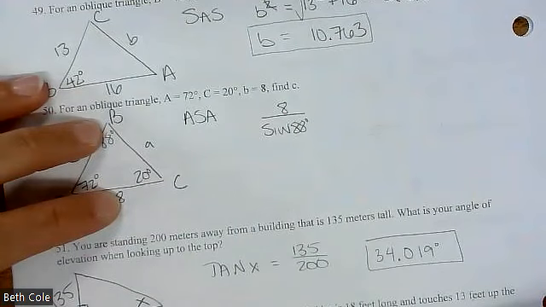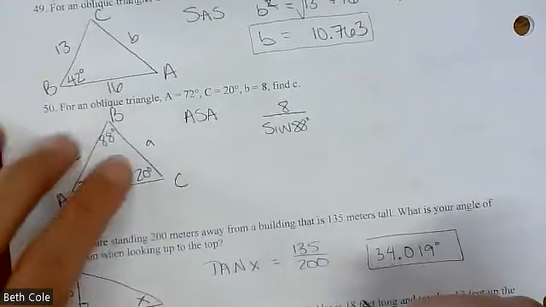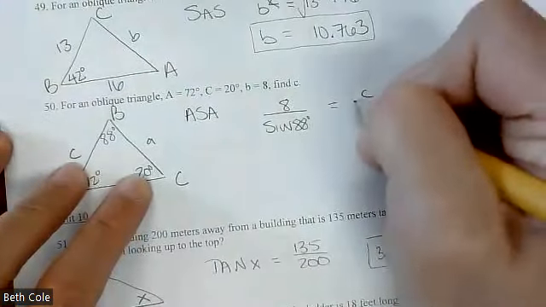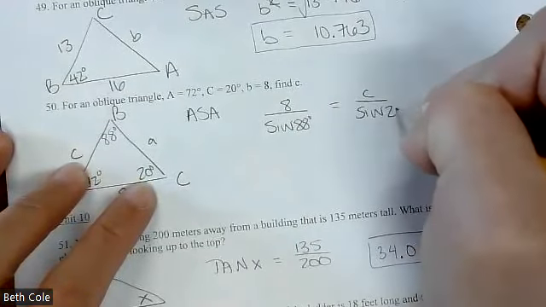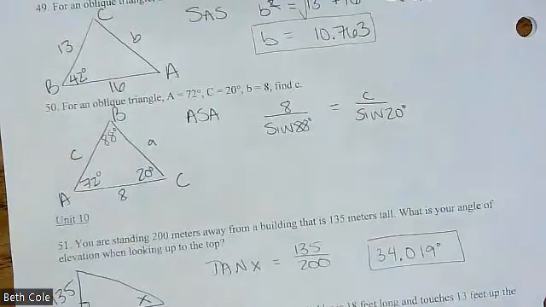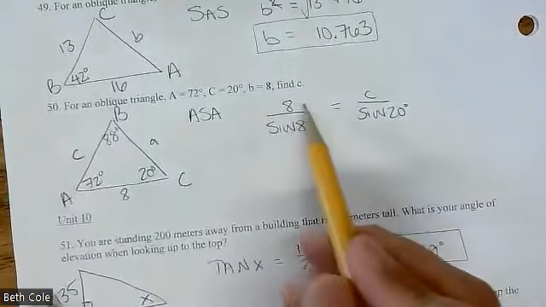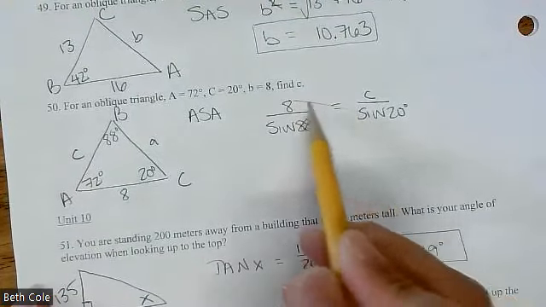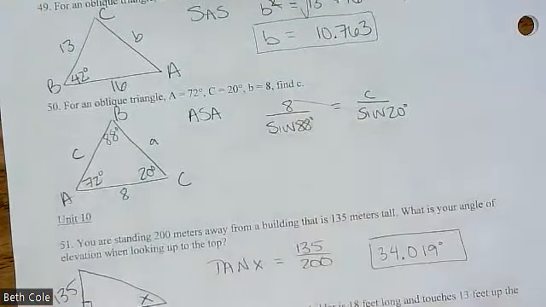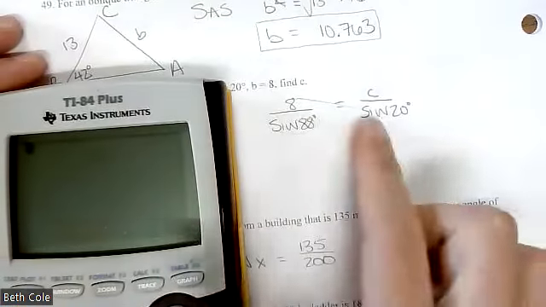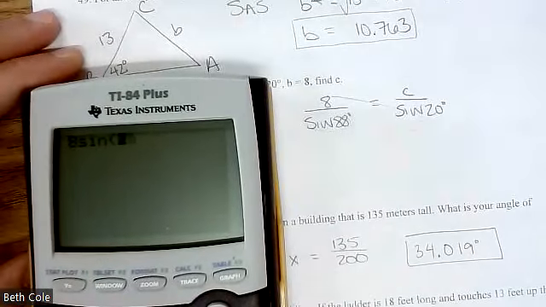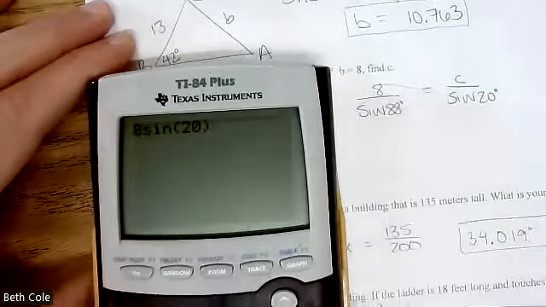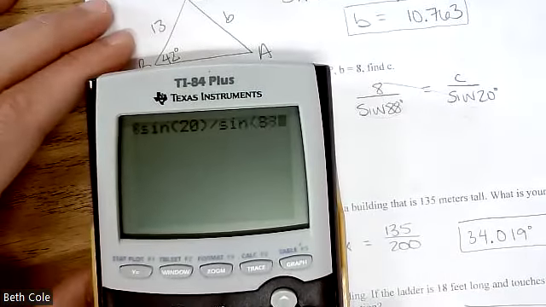And then what's the one we're looking for? C. So it'd be C over sine of 20. Now, the way you type these ones is cross multiply and divide. You don't have to hit second because you're not looking for an angle. Okay, so what you're going to type is 8 sine of 20, close parenthesis, divided by sine of 88.